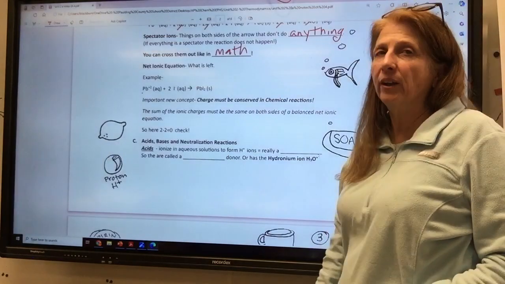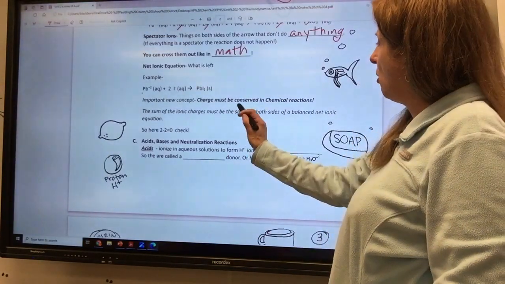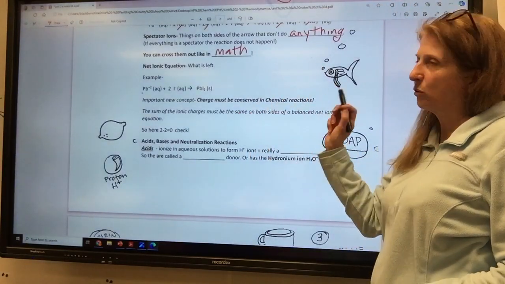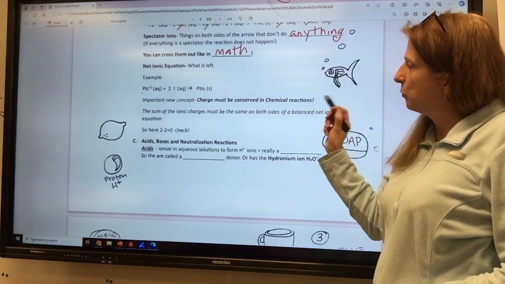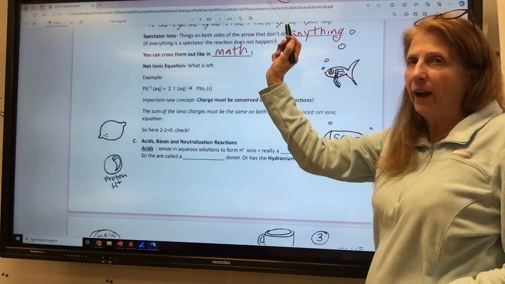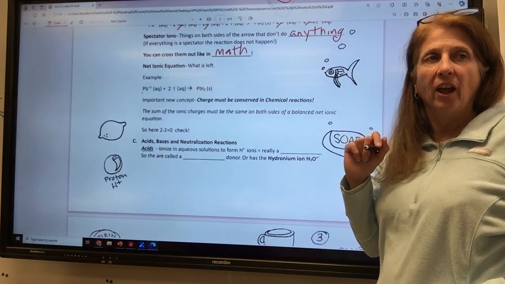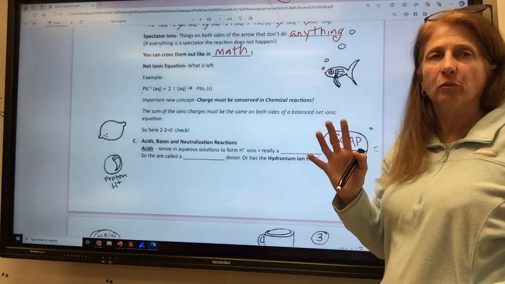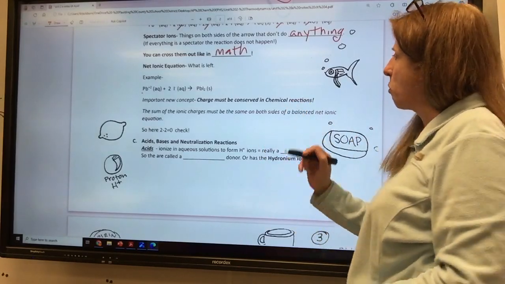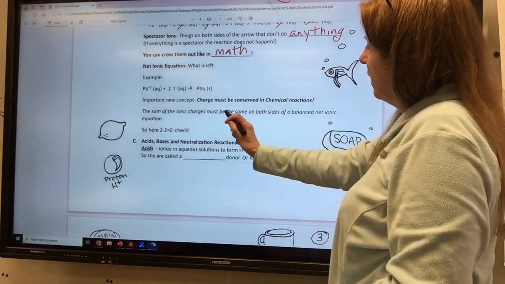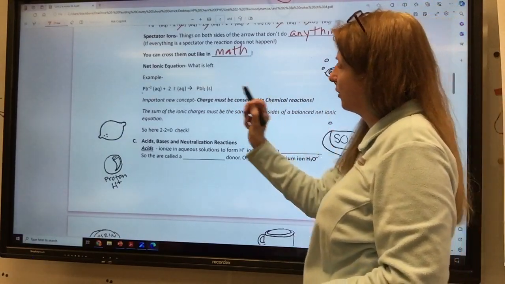So here's an important new concept that's not taught in honors. Charge must be conserved in chemical reactions. So this is a new AP skill: we are not only going to balance equations, we're going to start balancing charges, the electrons. Because remember, the law of conservation, what you put in is what you get out, including electrons. They can't disappear, okay? So the sum of ionic charges must be the same on both sides of a balanced net ionic equation.